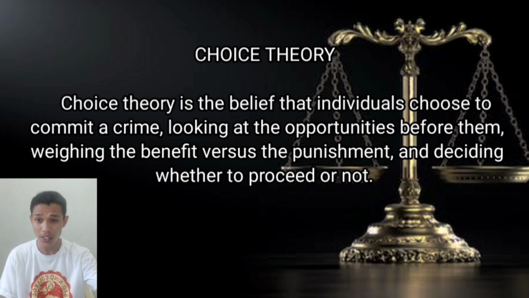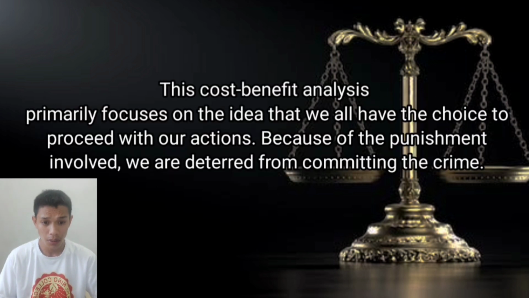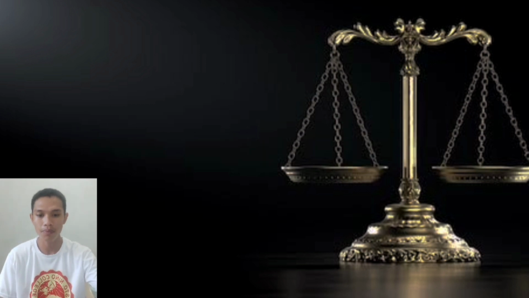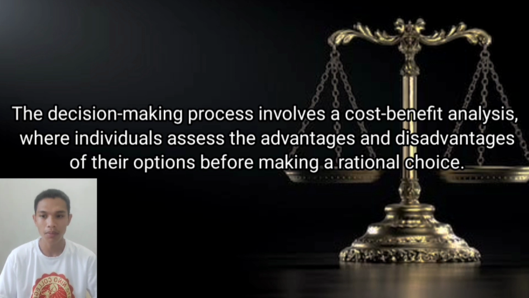Rational choice theory is the belief that individuals choose to commit a crime by looking at the opportunities before them, weighing the benefit versus the punishment, and deciding whether to proceed or not. This cost-benefit analysis primarily focuses on the idea that we all have the choice to proceed with our actions. Because of the punishment involved, we are deterred from committing the crime. The decision-making process involves a cost-benefit analysis, where individuals assess the advantages and disadvantages of their options before making a rational choice.